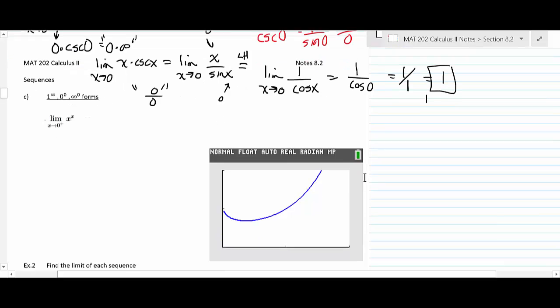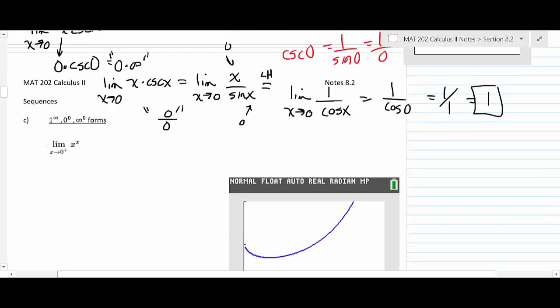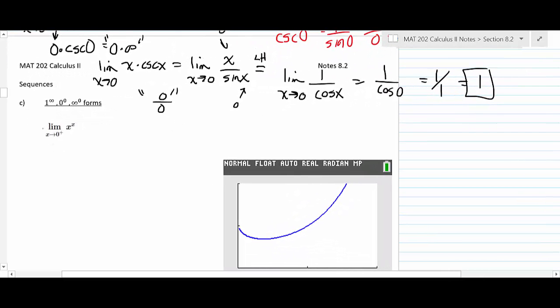Okay, let me do one more example. This is the one that students don't like. I love it, though. What this is, we've got these 3 forms. I'm just going to do one of these. You have 1 to the infinity, 0 to the 0, and infinity to the 0. You have an exponent. That's the key. If you have an exponent, you think logarithm. It has something to do with a logarithm.